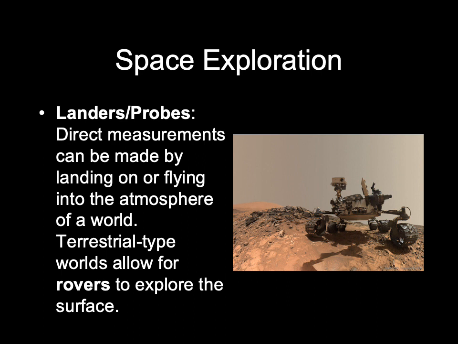Terrestrial type worlds allow for rovers to actually land and then explore, which is why we see the wheels here on Curiosity as it's roaming around a region of Mars. And so the Mars rovers, in particular, like Curiosity is basically a traveling science lab the size of an SUV roaming around Mars.